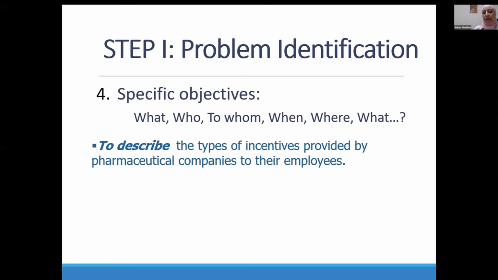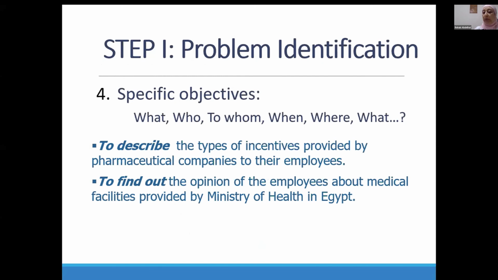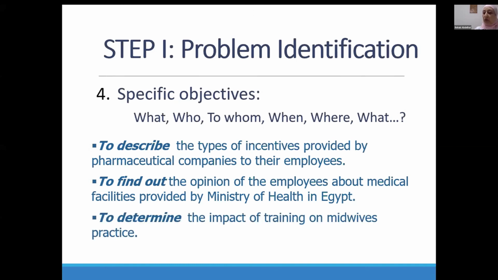To describe the type of incentives provided by pharmaceutical companies to their employees is a possible objective. We may want to find out the opinion of employees about medical facilities provided by the Ministry of Health. We may want to determine the impact of training on midwives' practice. So it depends on what we're doing, and we write down our objectives with an action verb.